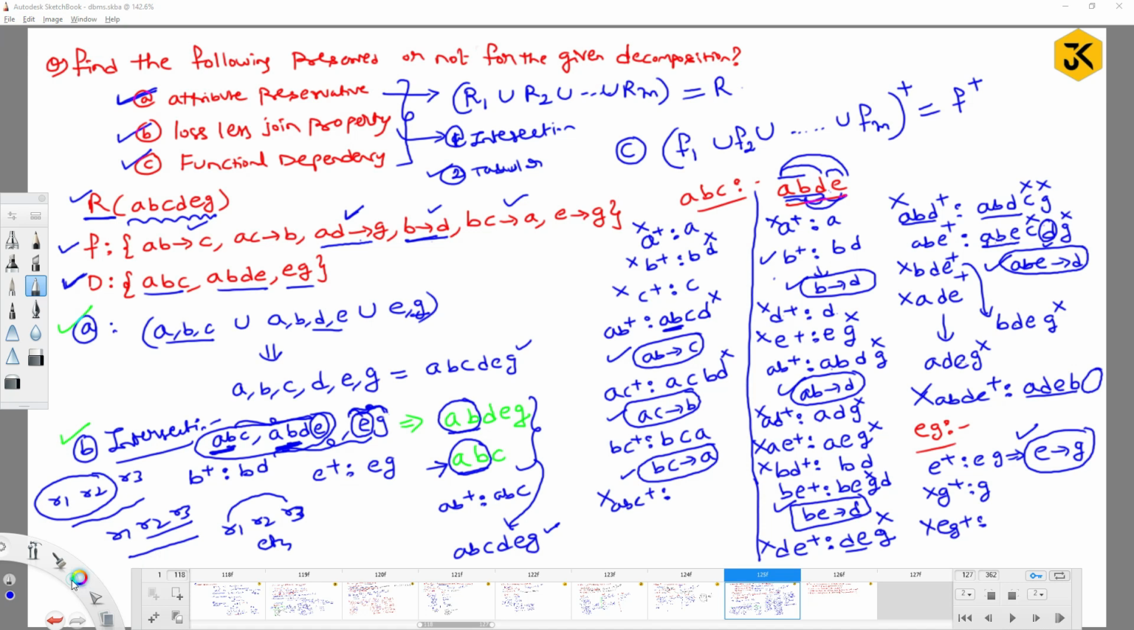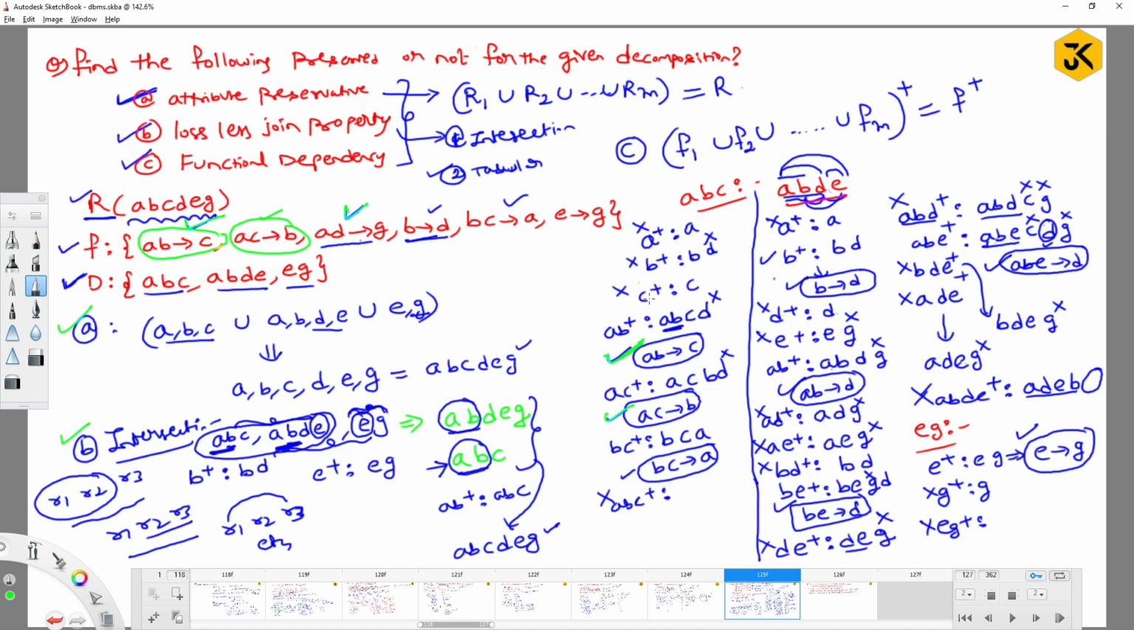Now finally you have to check whether the decomposed relations' FDs are preserving the actual FDs or not. For that, first try to take AB determines C. Is it preserving somewhere? Yes, if you are able to observe, it is preserving. Is AC determines B? Yes, it is preserving somewhere. So I can say that it is satisfied. Is AD determines G satisfied?